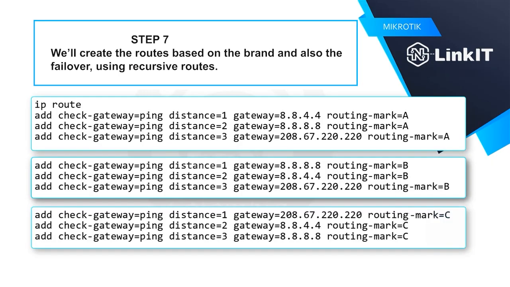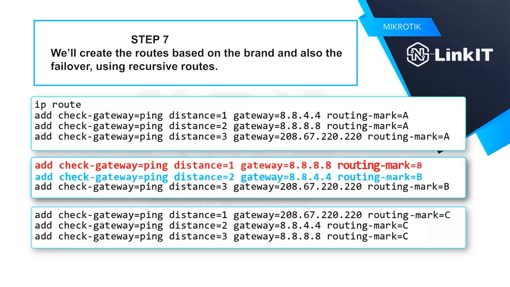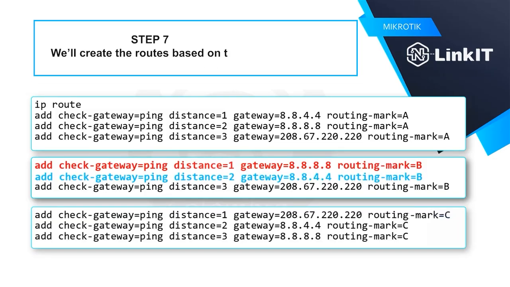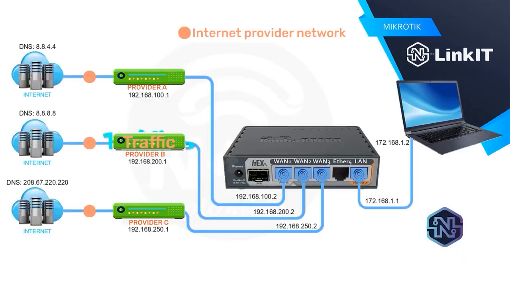Now, following our guide, we're going to create the second route with mark B, but with distance 2, taking the DNS used for provider A as the gateway. This is so that if the route with distance 1 fails, then this route we are creating will come into action, meaning it will become active and pick up all that traffic that provider B had and route it automatically through provider A.